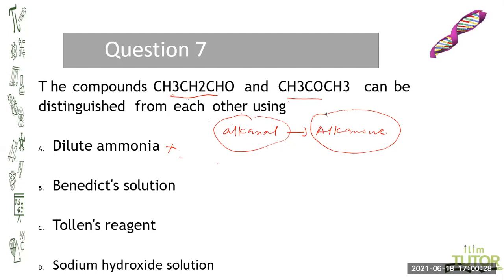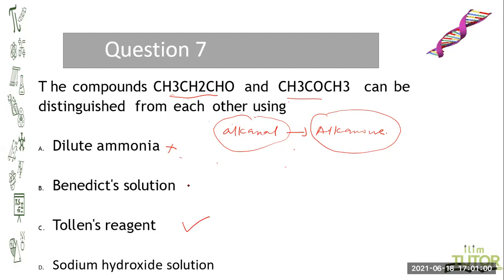But for alkanone, most often what you check for is whether a carbonyl group is present in it, using 2,4-dinitrophenylhydrazine. But in this case, there is no 2,4-dinitrophenylhydrazine here. So basically, we are left with only one option, which is Tollens reagent.